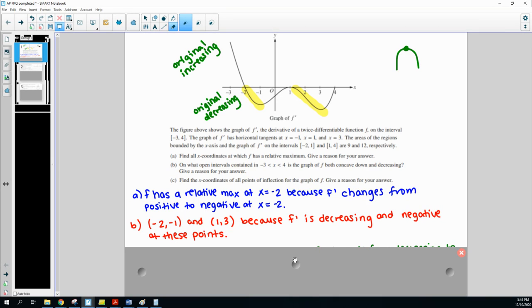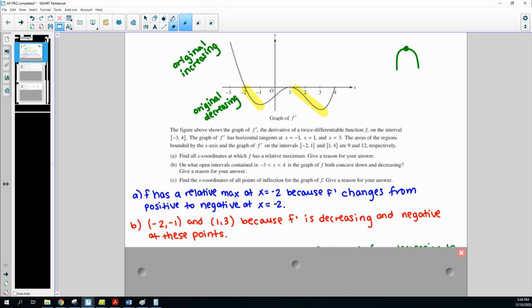And my explanation is because f prime is decreasing and negative at these points. If f prime is decreasing, that means that f is concave down, because the slope of f prime is negative. And then when f prime is negative at those points, that's when the original function is decreasing.